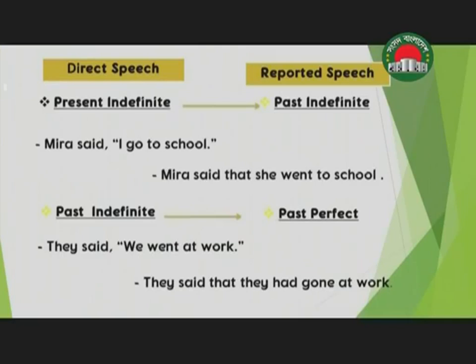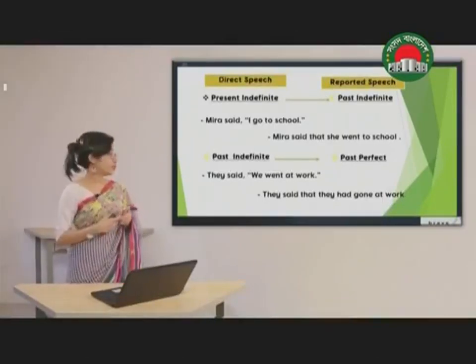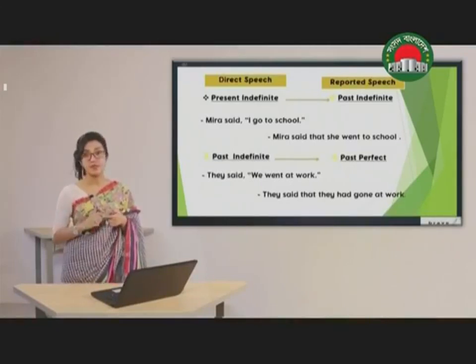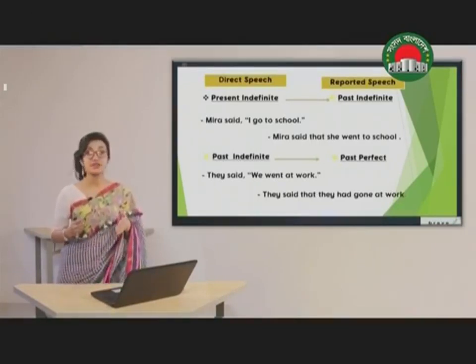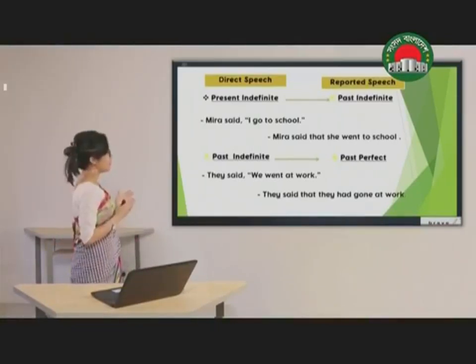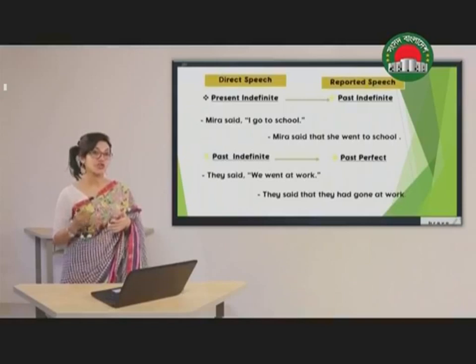That means present indefinite tense has been changed into past indefinite tense. Now look at the second one. In case of past indefinite, what are we going to do? If you have past indefinite tense, change it into past perfect. For example, they said, "We went to work." So we went, it's in past simple. And in indirect speech, it has been changed into they had gone. That means it's been changed into past perfect. So in direct speech, if you have past indefinite tense within the inverted comma, you are going to change it into past perfect.